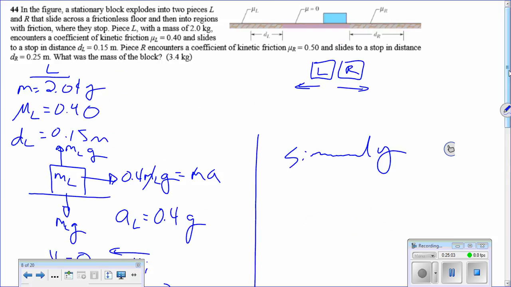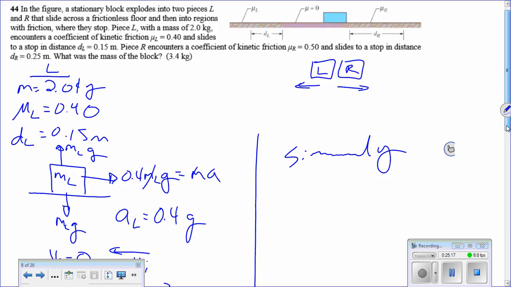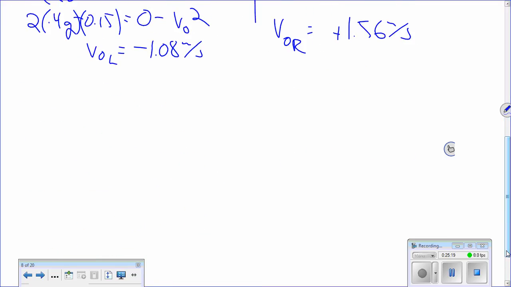Yeah, so piece L has a mass of 2 kilograms. Piece R, and so on. What was the mass of the block? So you're looking for the initial mass of the block. All right, well, we've come this far, let's finish it. Sorry, Alex. But that's good. On an AP test, that would have been 90% of the problem, right? So, yay.